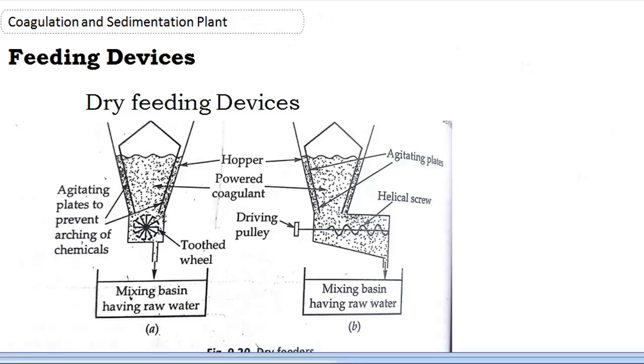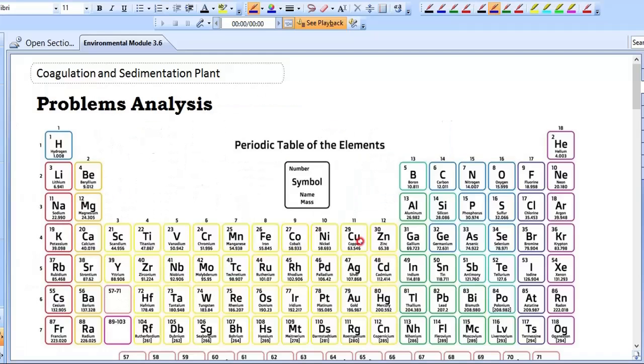Over. Today we understood this, and tomorrow, in the next class, we will study the design problems and the chemical reactions, how to use the chemical reactions. Those problems we will see in the next video. Thank you. Coagulation and sedimentation tank.